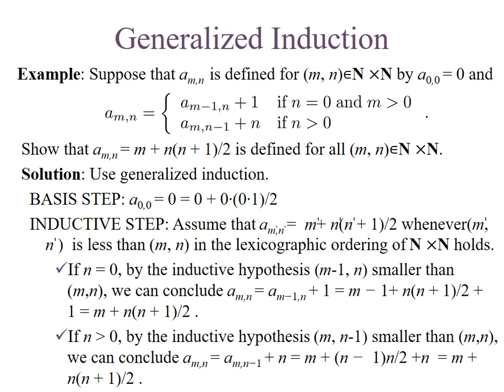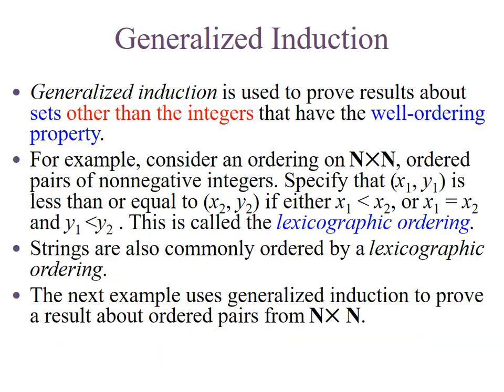Now we have proved that for this special definition of the number A(m,n), we can calculate a small formula to derive the terms. We call this generalized induction because we are trying to prove some well-ordering properties on sets other than the integers.